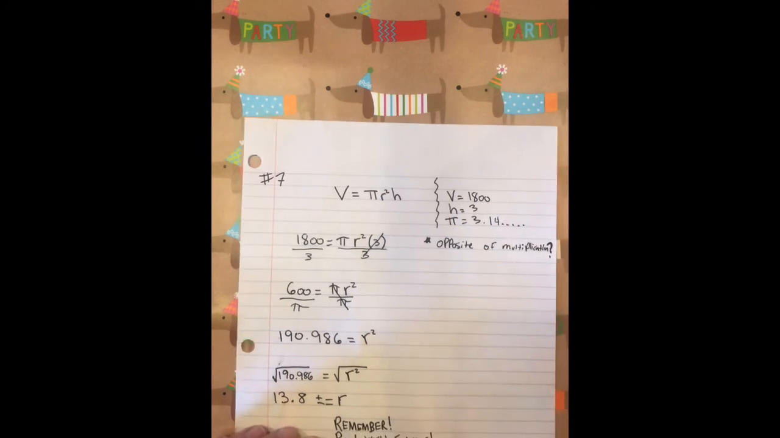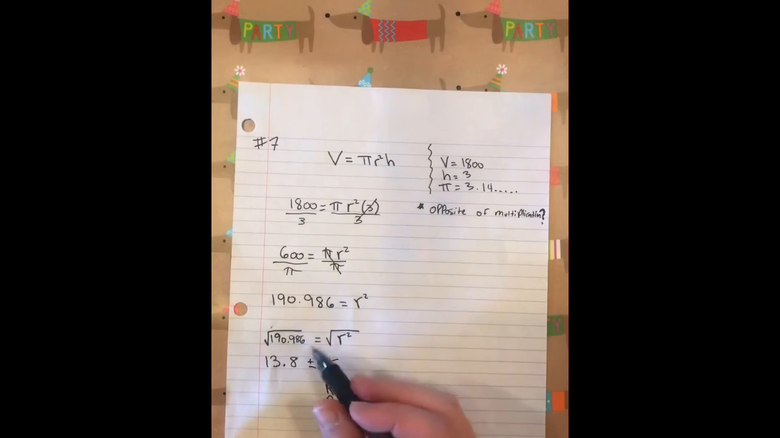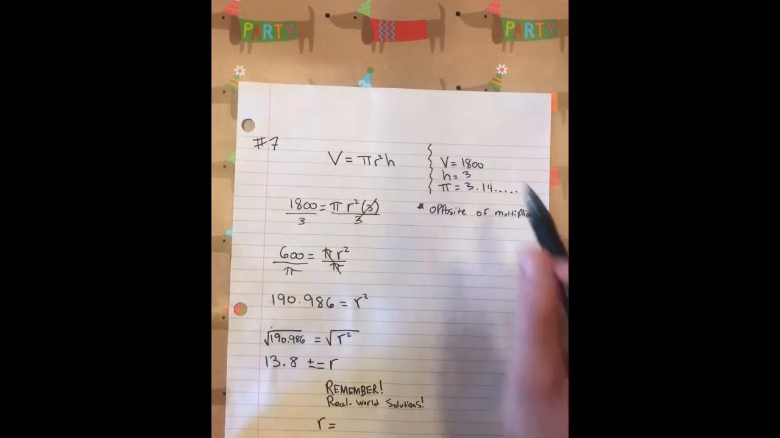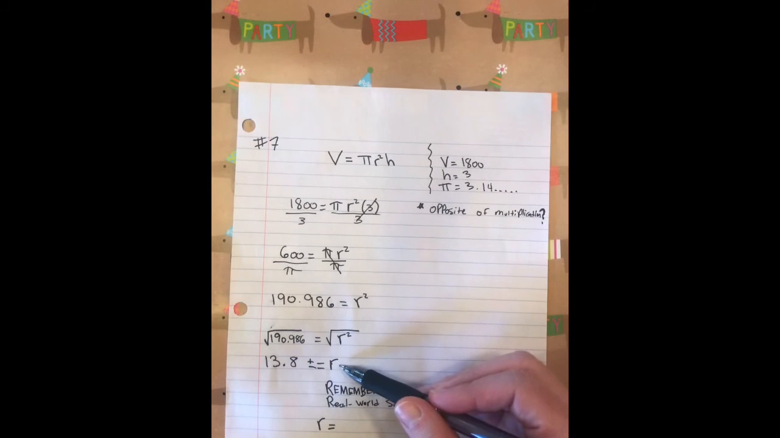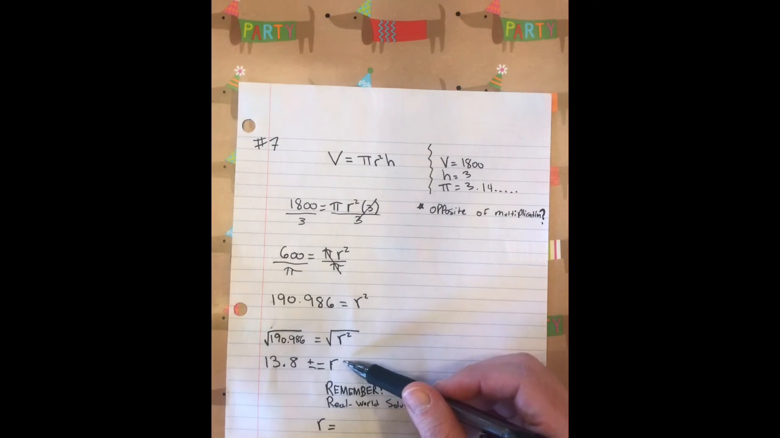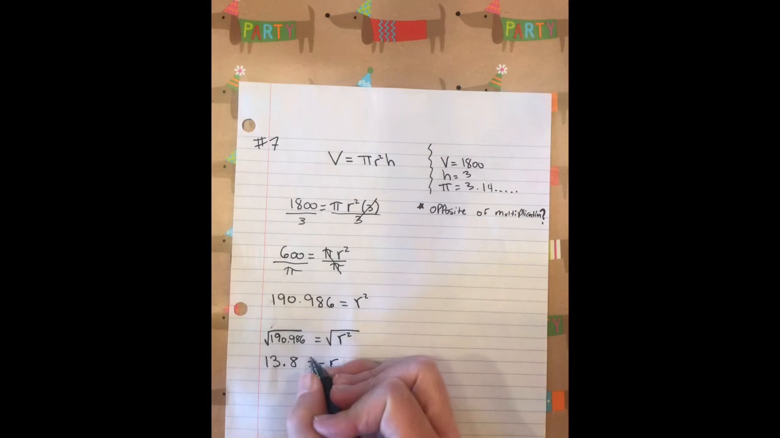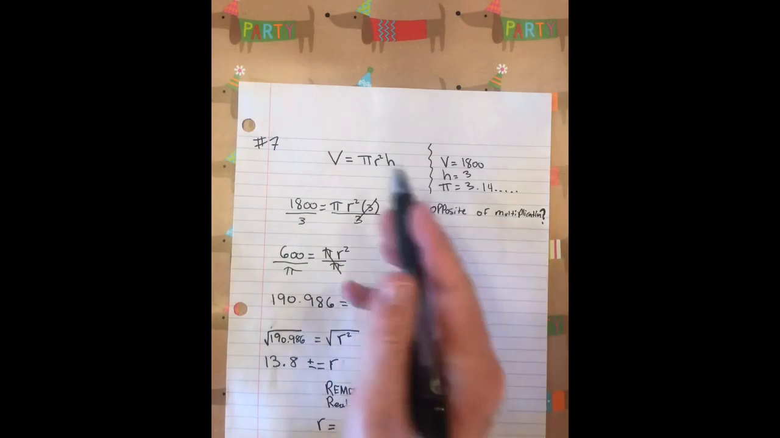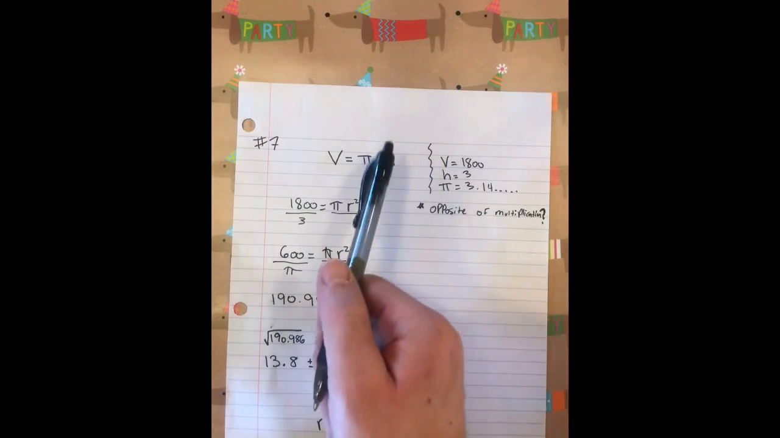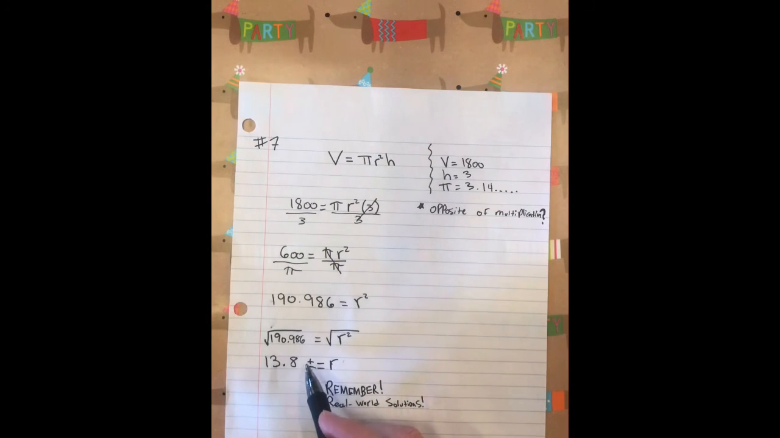So let's be very clear here. Are we dealing with a real world problem? Yes, we're dealing with a fountain. We're solving for the radius of that fountain. Can we have a negative radius for the fountain? No, distance can never be negative. So we are only going to take this positive answer. Again, if this was just another problem on your homework and it wasn't a real life problem, you would need both plus and minus, but since this is a real world problem, we are only going to take the positive.